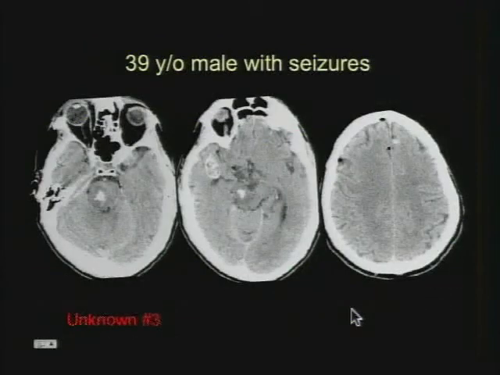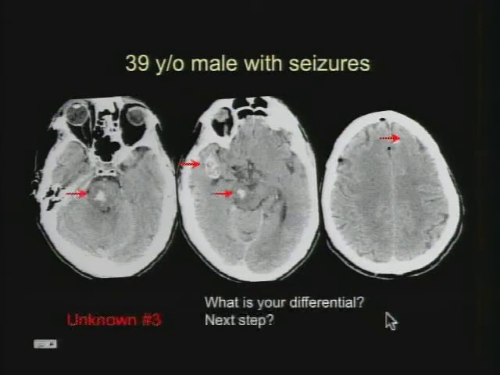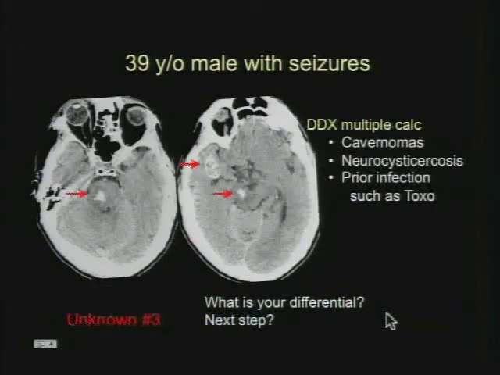So the next unknown case is a 39-year-old male with seizures. And so here the differential on CT is for multiple calcified lesions. You can see in the right cerebral peduncle, in the right temporal lobe, and the left frontal lobe. So what is the differential for multiple calcifications? So you can think of multiple cavernomas. Neurocysticercosis, the calcification is usually smaller, more round, punctate, not this large, irregular calcification. Also prior infection that we saw, treated TB, treated toxo, as we saw in the infection talk.